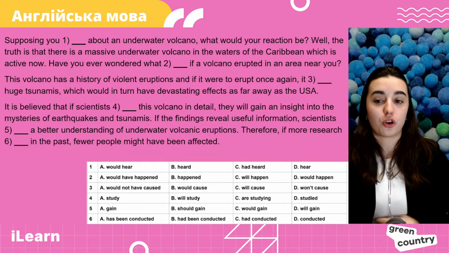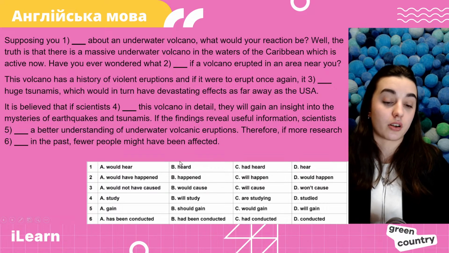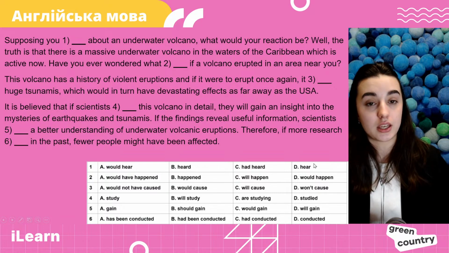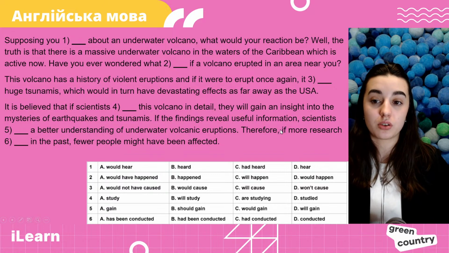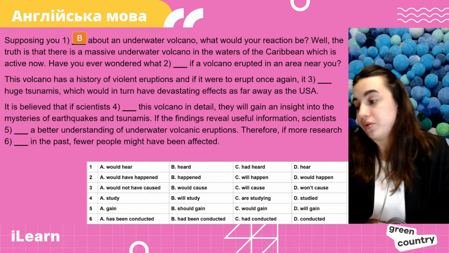Heard is the correct answer. Because would we don't use, we have already would. Had heard, it's a third conditional. Here it is first or zero conditional. That's why we use be here. And as I can see, Ira already answered. Good.